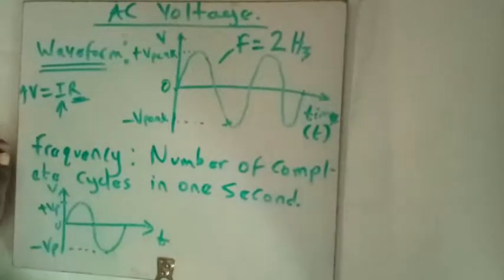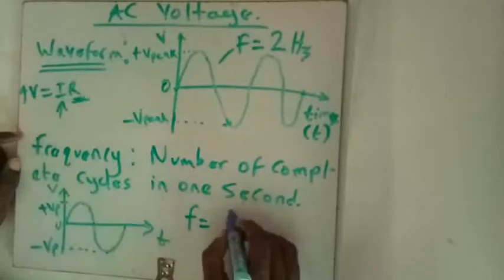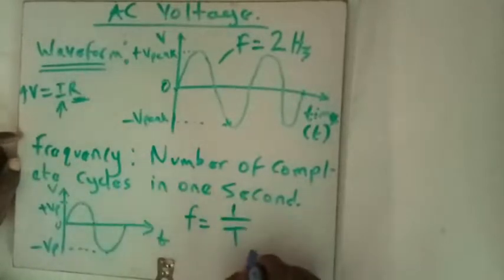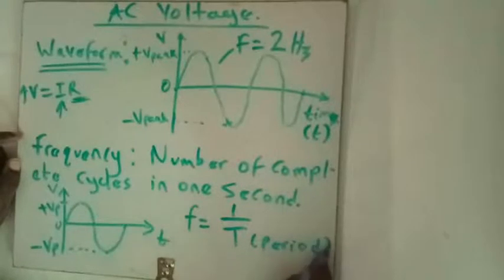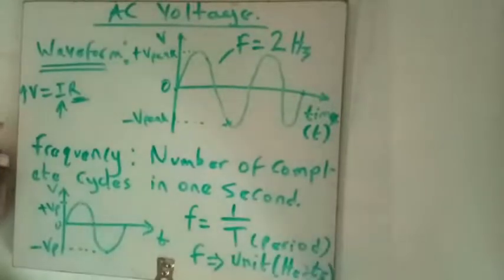Coming back here, the relationship between frequency and period is frequency equals 1 over T, where T is the period. And we know that the unit for frequency is hertz.